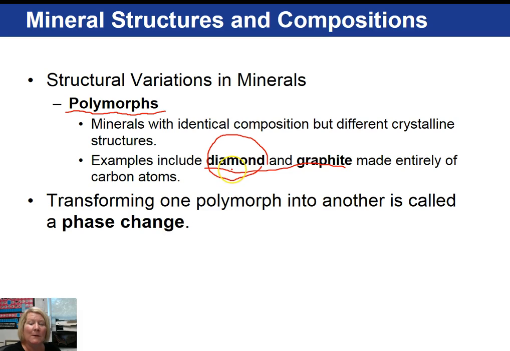And in fact, diamond is the form of carbon that is stable deep in the Earth, whereas graphite is the form of carbon that is stable near the Earth's surface. So as one polymorph changes into another polymorph, we call that a phase change.